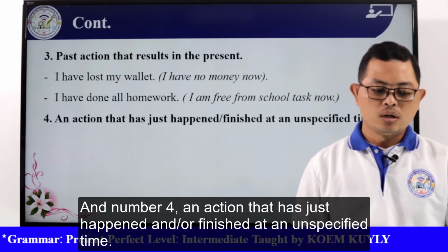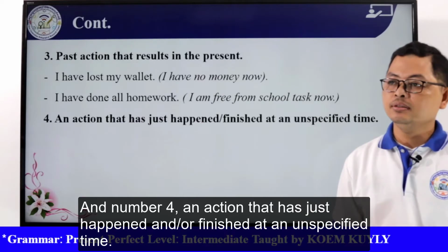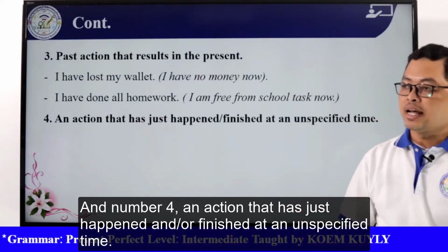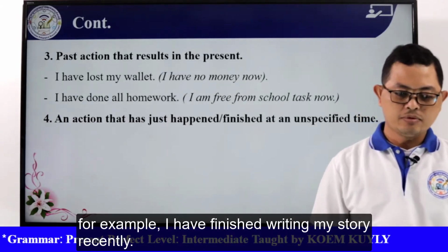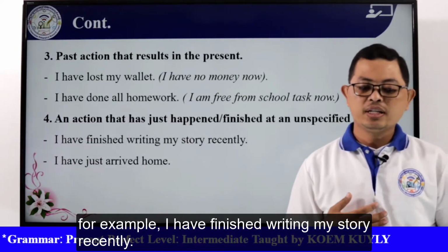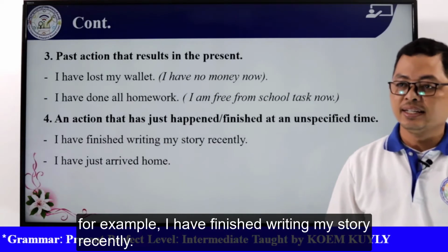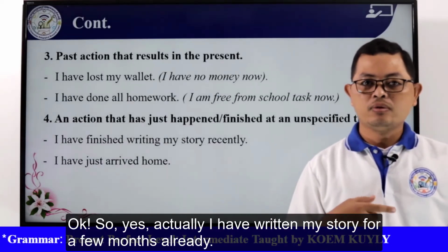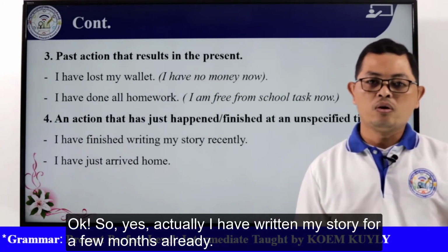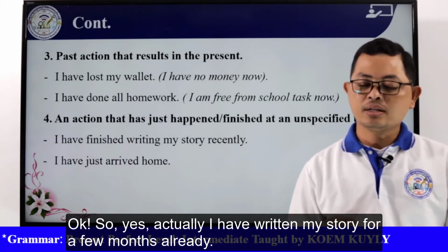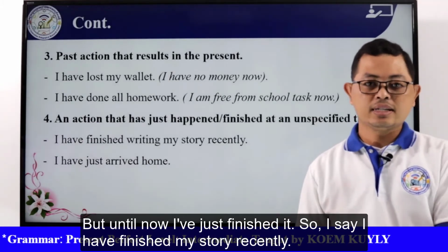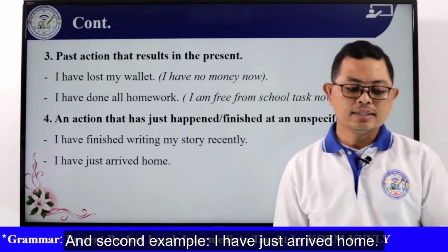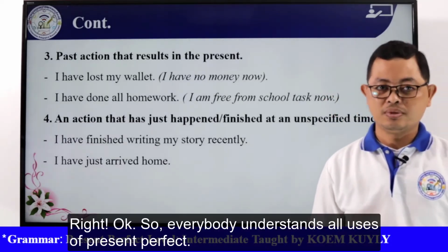And number 4, an action that has just happened and finished at an unspecified time. Yeah, for example, I have finished writing my story recently. Okay, so actually I have written my story for a few months already, but until now I have just finished it. So that's why I say I have finished writing my story recently. And second example, I have just arrived home. Right?